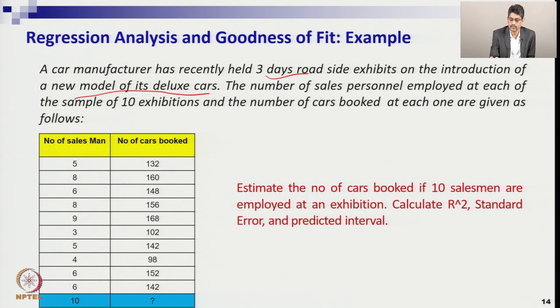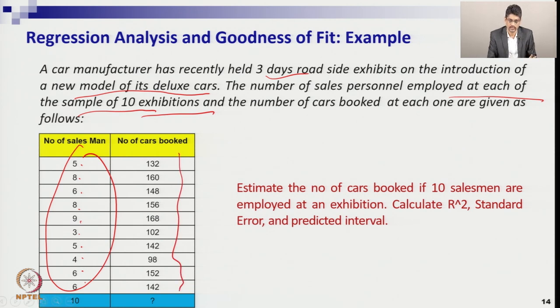The number of sales personnel employed at each of the sample of 10 exhibitions, you will find 1, 2, 3, 4, 5, 6, 7, 8, 9, 10. So they have 10 exhibitions, and the number of salespersons employed over there and the number of cars booked are given, based on past data.